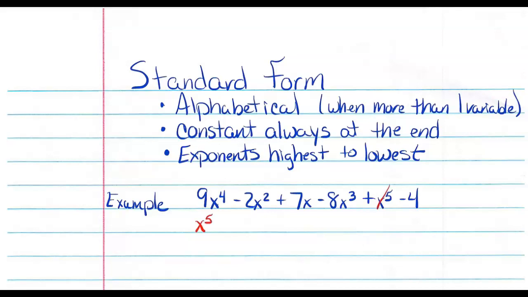Now I like to cross them out as I go so I don't forget anybody. Next up would be 9x to the fourth. Now that's a positive 9x, so that'd be plus 9x to the fourth. Keep working my way through. Negative 8x to the third. We'd now be at negative 2x squared plus 7x. And remember the constant, which is that negative 4, is always just stuck on the end. So in standard form, we would be looking at x to the fifth plus 9x to the fourth minus 8x cubed minus 2x squared plus 7x minus 4.